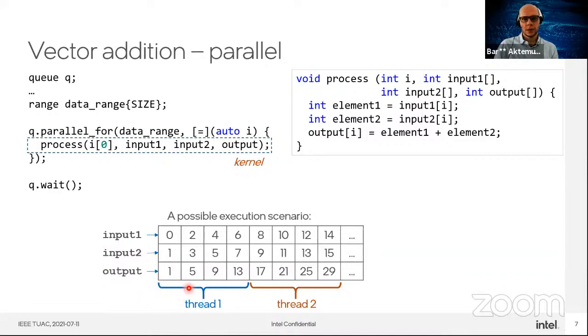For instance, here the first 4 elements could be assigned to thread 1. The second range of 4 elements could be assigned to thread 2, and so on. Again, this is just a possible execution scenario. Threads could be processing their assigned range of elements sequentially. So when we run the runtime, the execution would look like this.